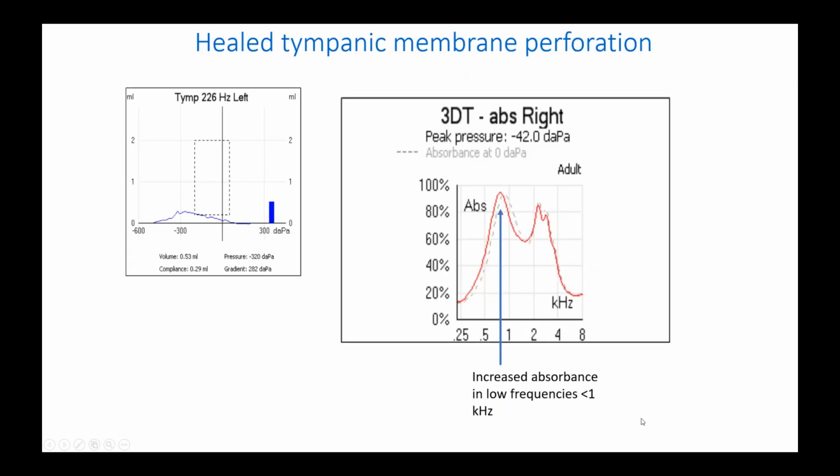Healed tympanic membrane perforation again has increased absorbance at around the low frequencies. So whether it's ossicular chain dysfunction or a healed tympanic membrane perforation, both give an increased absorbance at about 1 kilohertz. But the difference is that you can also see that the resonant frequency is relatively normal with the healed perforation, whereas it is reduced in the case of ossicular chain discontinuity.